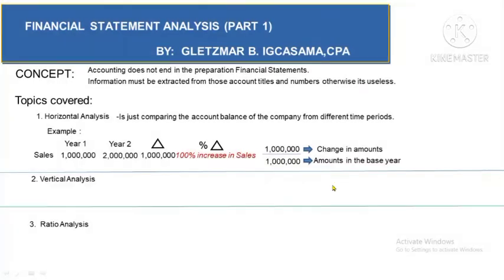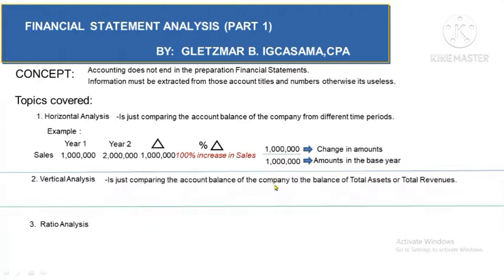Next we have vertical analysis. Unlike horizontal analysis, the vertical analysis compares the account balance to either the total assets of the company or the total revenues of the company, depending on the nature of the account. That means if it is a balance sheet item like cash, receivables, payables, inventory, or equity, then we compare it with the total assets. But if the account is an income statement account, then we compare it with the total revenues.